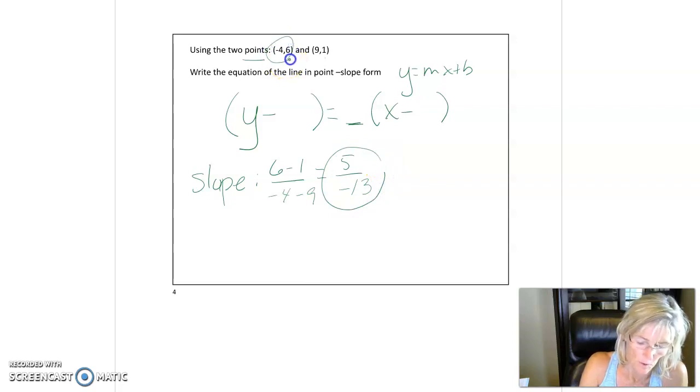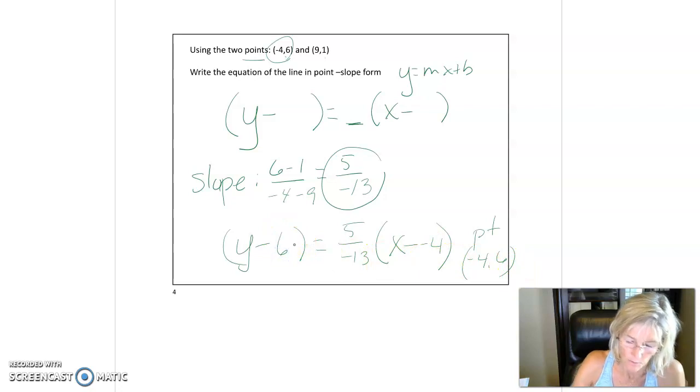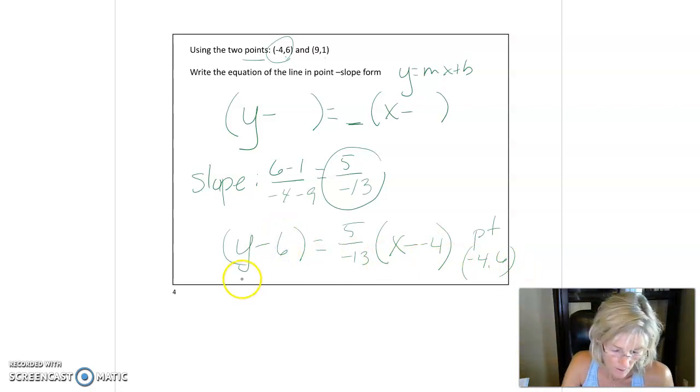And I'm going to use the first point. So it's y minus y1 equals 5 over negative 13 times x minus x1. And now I'm going to use the point negative 4, 6. So my x goes next to my x. My y goes next to my y, and now I'm going to solve for y. So I can drop these parentheses, y minus 6, and I'm going to clean this up. So this is a plus. So I'm going to distribute this to the x, negative 5/13, minus, a positive and a negative make a negative.